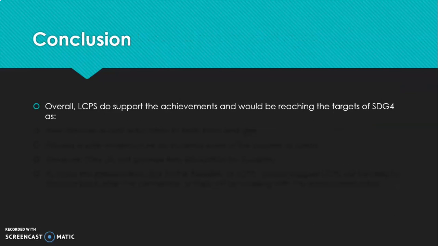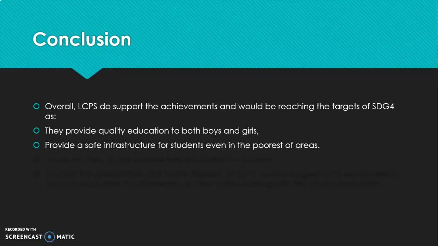Overall, the findings would suggest that to an extent, low-cost private schools support the achievements and would reach the targets of Sustainable Development Goal 4 as they provide quality education to both boys and girls. Additionally, low-cost private schools provide a safe infrastructure for students even in the poorest of areas. However, there are reasons as to why low-cost private schools are not meeting the targets. They do not provide free education as they charge a low daily fee for all students, and this is how we can see why low-cost private schools do not fully support the achievement of Sustainable Development Goal 4.